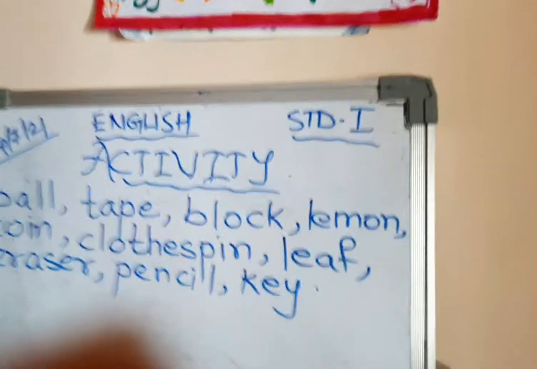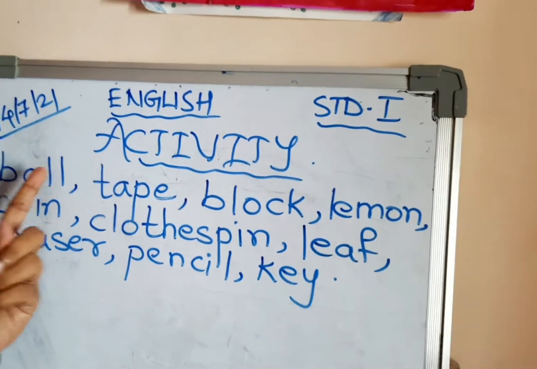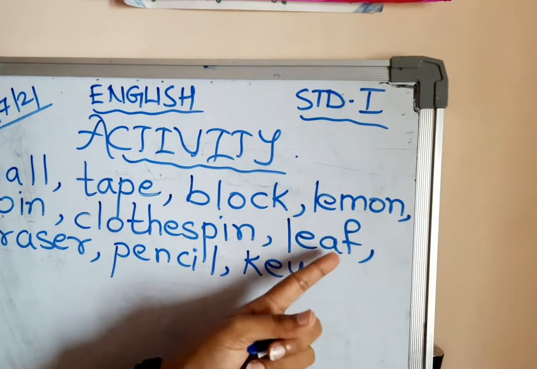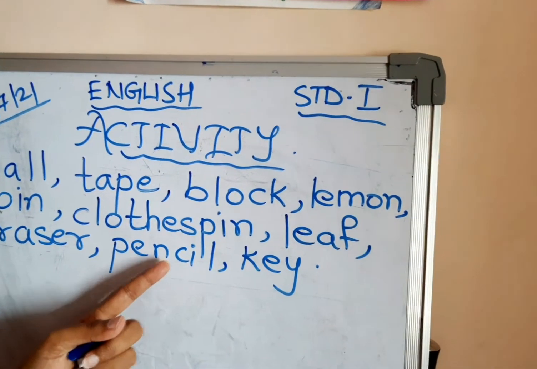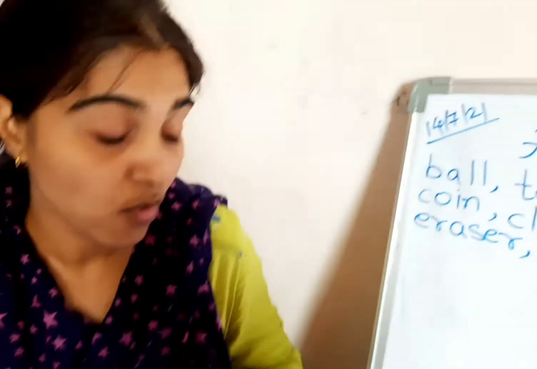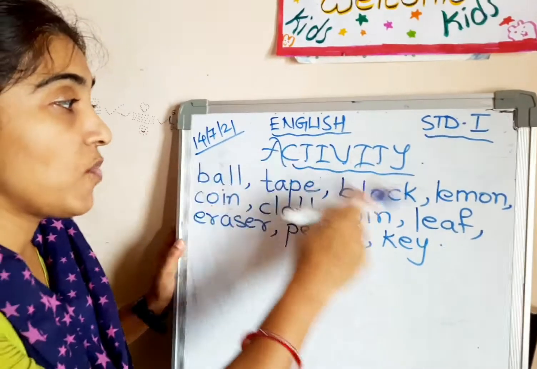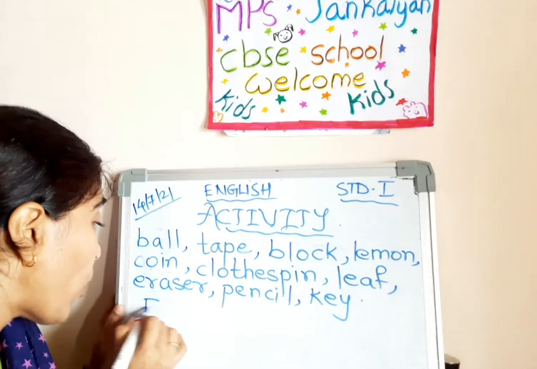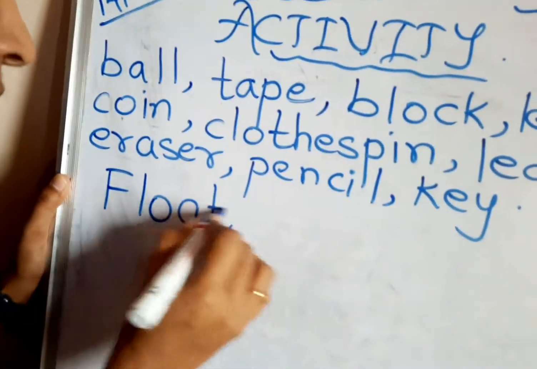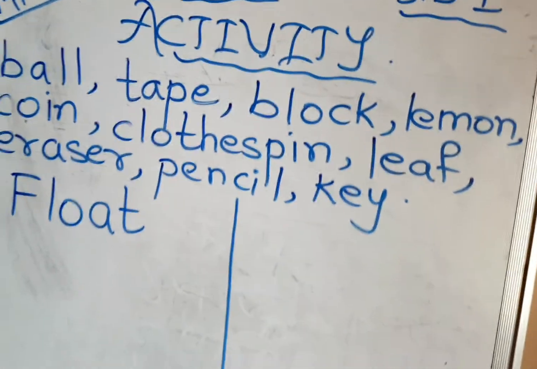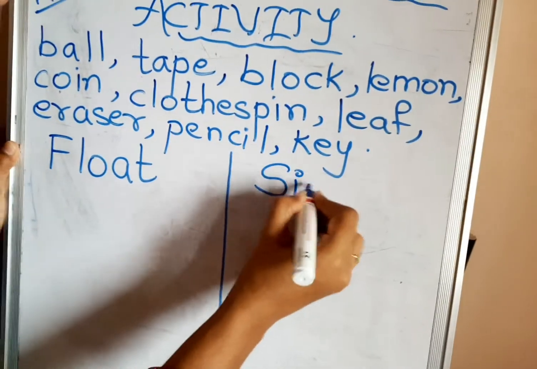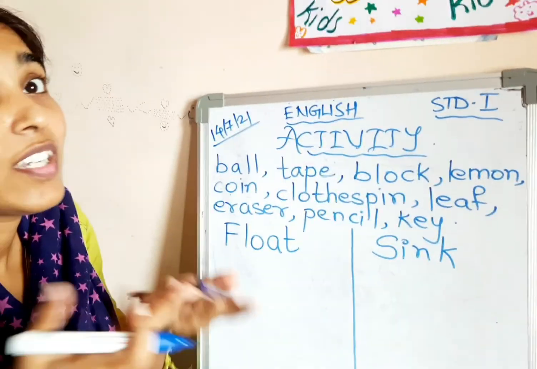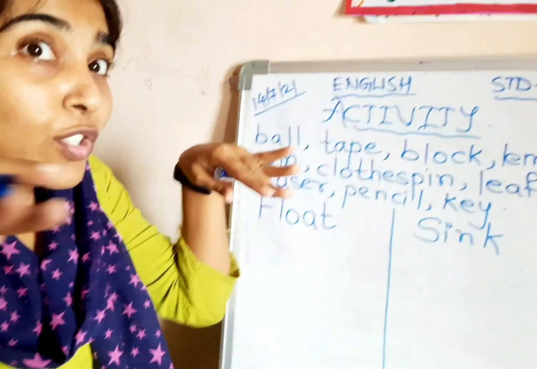So these are the objects. Here you can see a ball, a tape, a block, a lemon, a coin, a clothespin, a leaf, an eraser, a pencil and a key. We have these things with us. Now out of these objects, we are going to see which of these objects float on the water and which of the objects sink in the water.